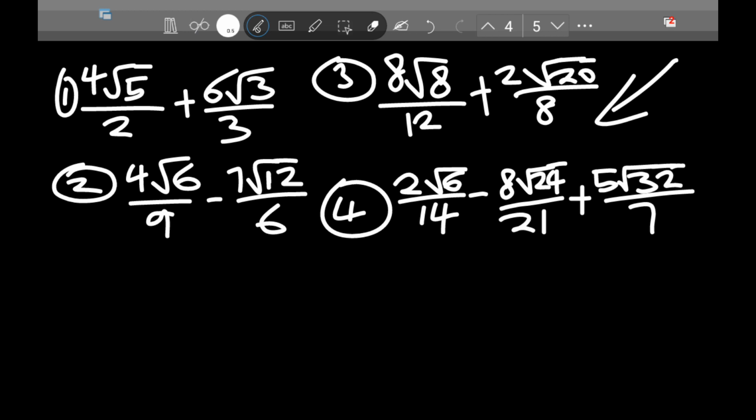Now we're not going to stop here, because we go to the more difficult solved problems.